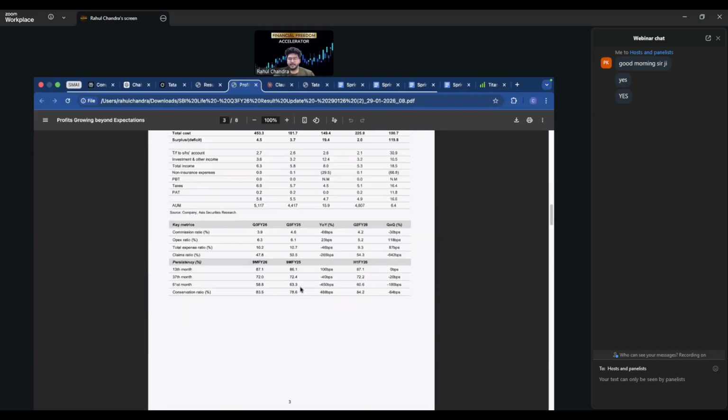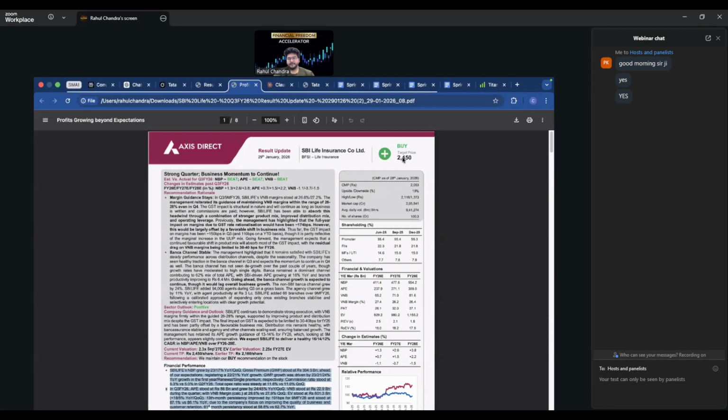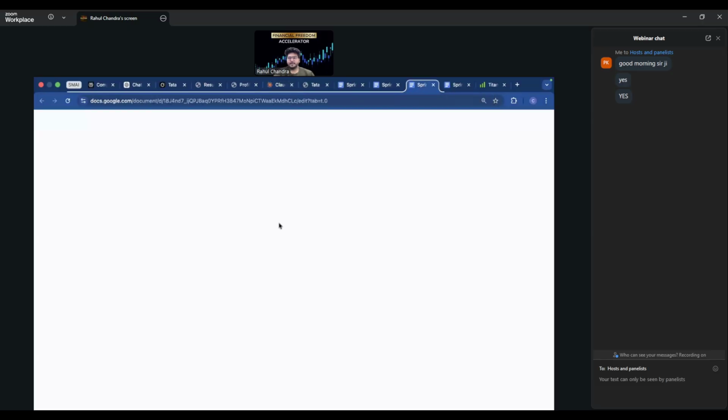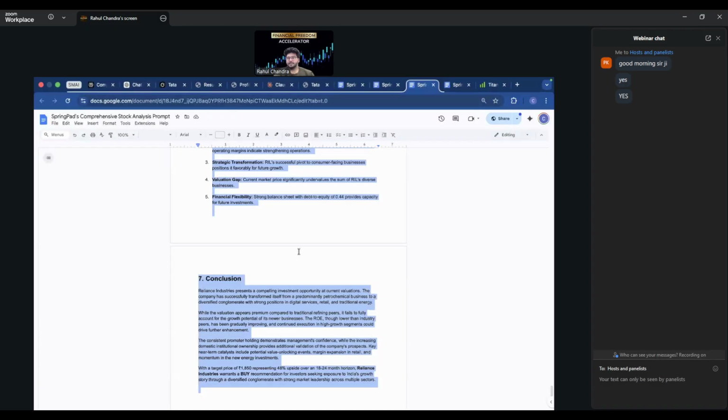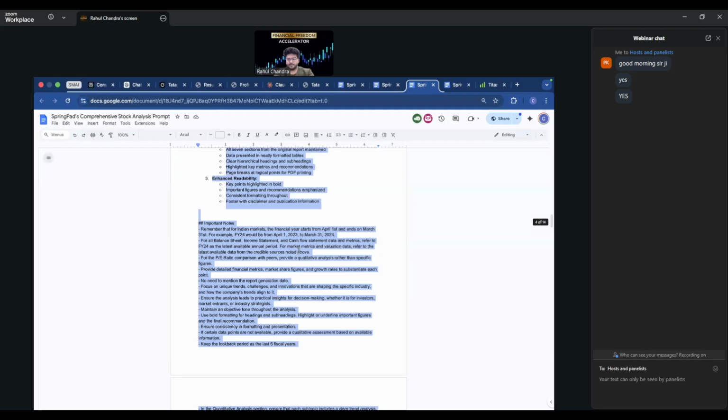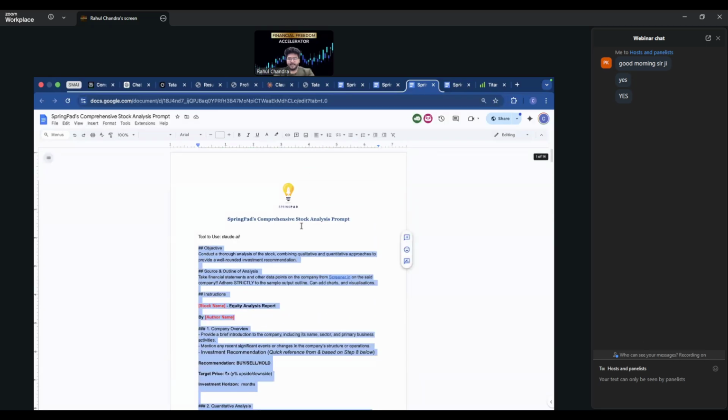But again, this is something which is fascinating, right? Being able to identify a target price, being able to identify where the price can go from here, what the intrinsic value of the stock is. And that is exactly what we'll be doing with the help of Claude. And this time around, I'll be telling you about another prompt that we have, which is again a 14-page prompt, and it's Springpad's comprehensive stock analysis prompt.